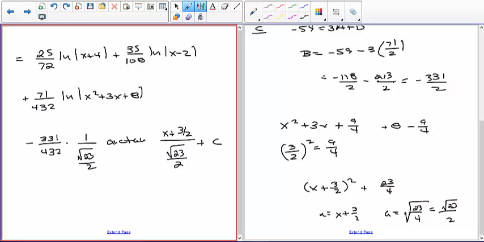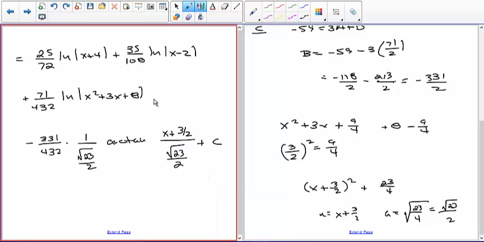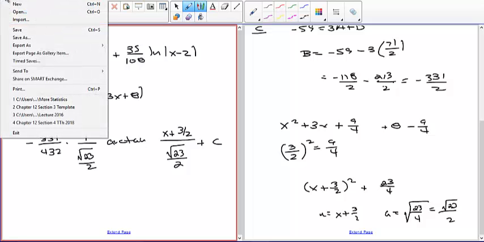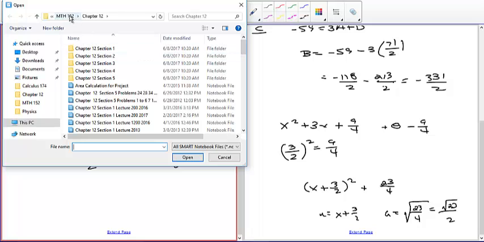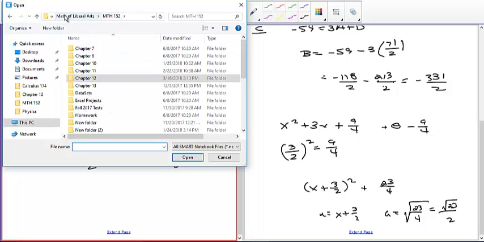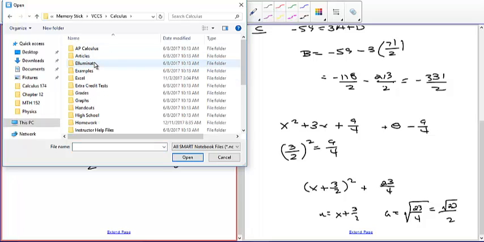Okay, so that's it for partial fractions. I already assigned the homework, so. And we're skipping section 6. So now we're going to start section 7, which is kind of stepping back a little bit. It's kind of interesting.